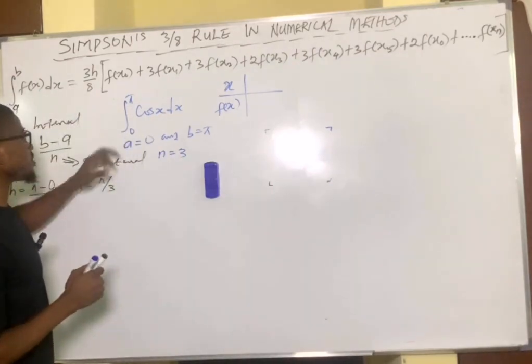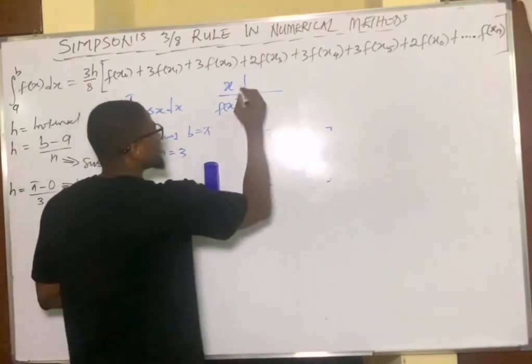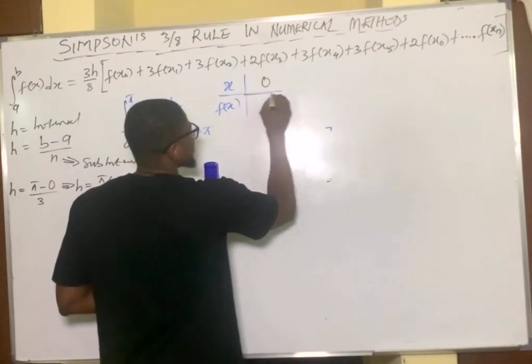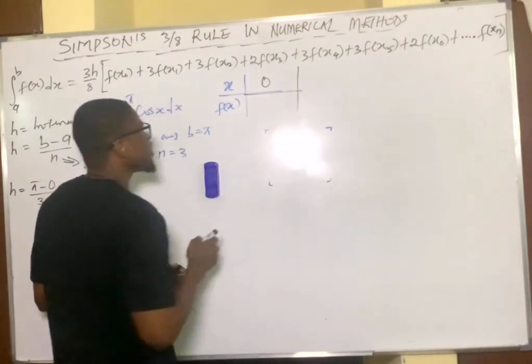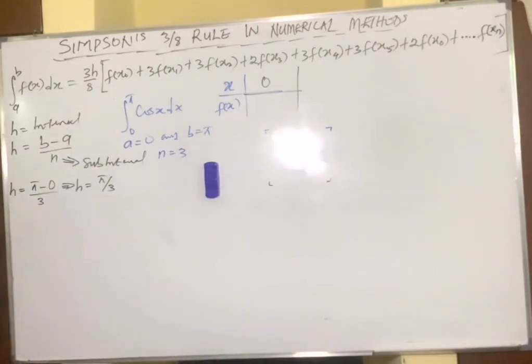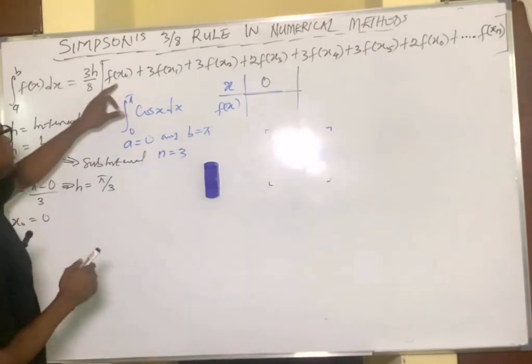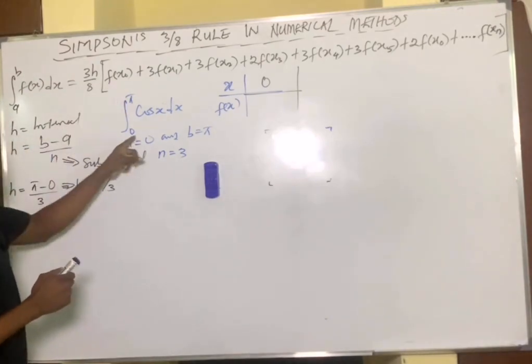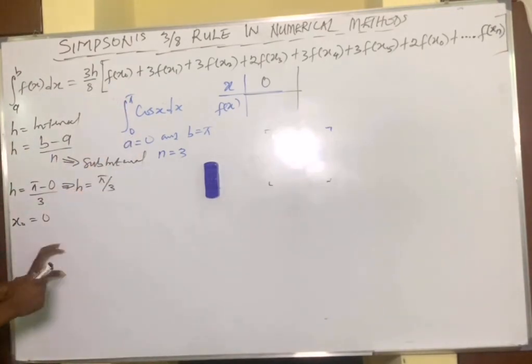The lower limit, which is 0, x naught or a. That's our first point. So what we do now is simply find x1, which is the next point. So our first x naught is simply 0. From the formula you're seeing f of x naught, that x naught is the lower limit, right? And that is simply 0.